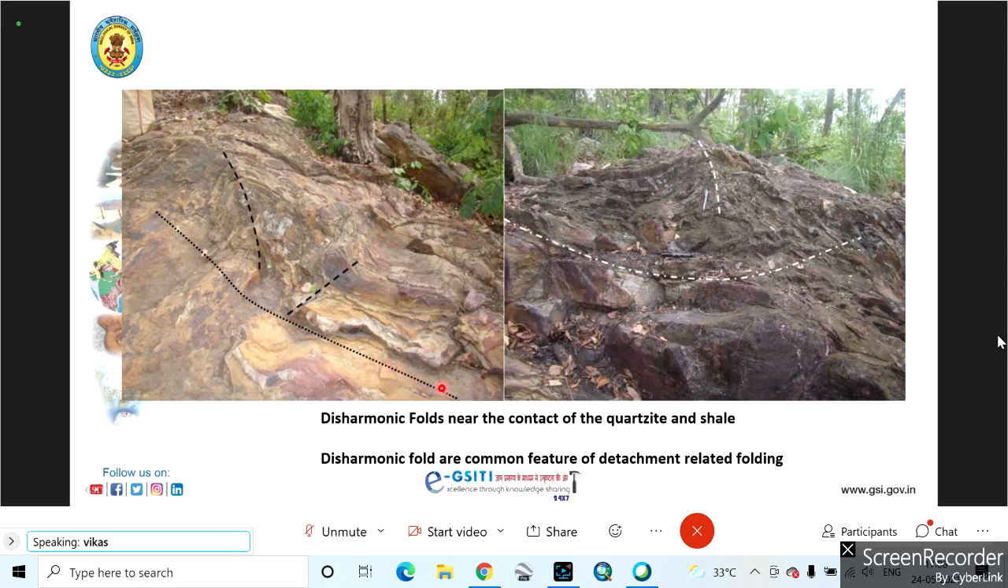When you go to the right side photograph again, you see the white dotted line I have shown you. Below this, it's undeformed. You can even notice this quartzite band. This is all undeformed type, horizontal. But above it, you can notice folding is there. Next, please.